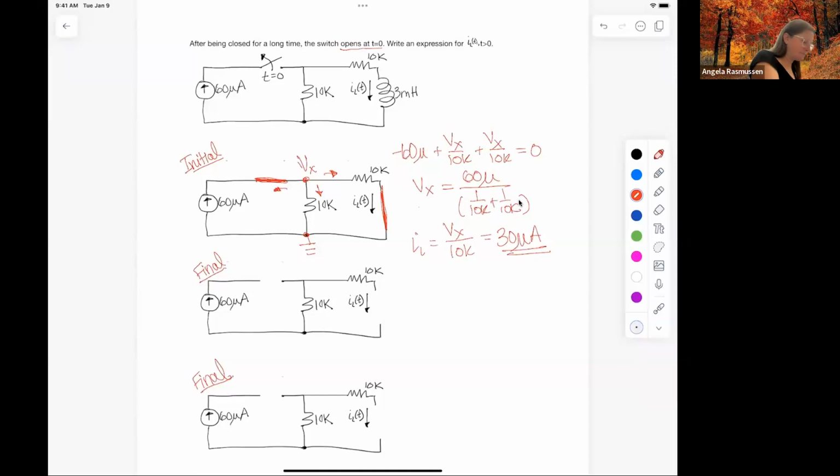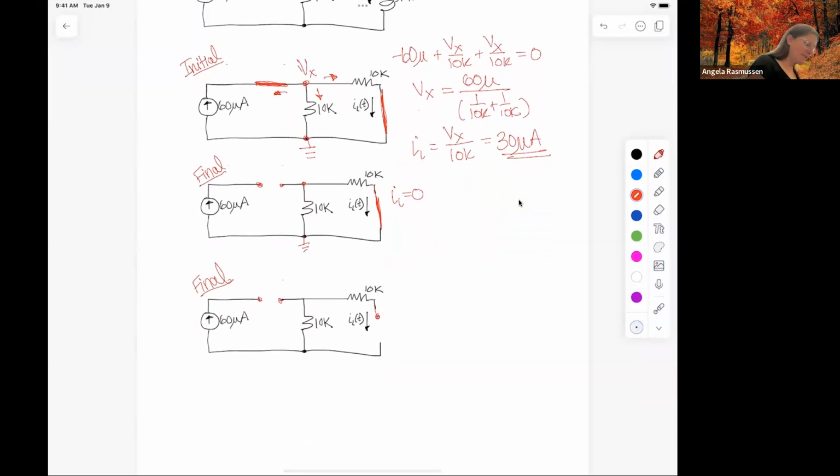Final, what happens to the switch? Okay, so I'm going to leave it open. So I'll put that on both. And then for this final one, what do I do with the inductor? Short it, correct. And then I can do node voltage here again, or I can just see that there are no sources. That's got to be 0. So my final value will be 0.